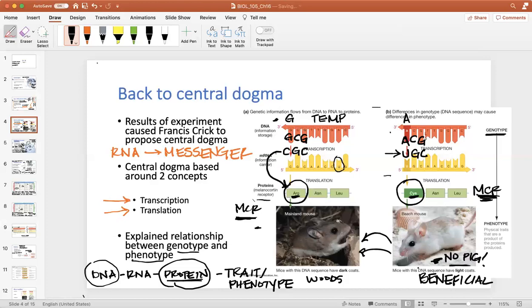It's beneficial if the mouse lives at the beach, but it's harmful or deleterious if this mouse lives in the woods, isn't it? Because it would be more visible to predators. So mutations can have different effects depending on the environment in which they occur.